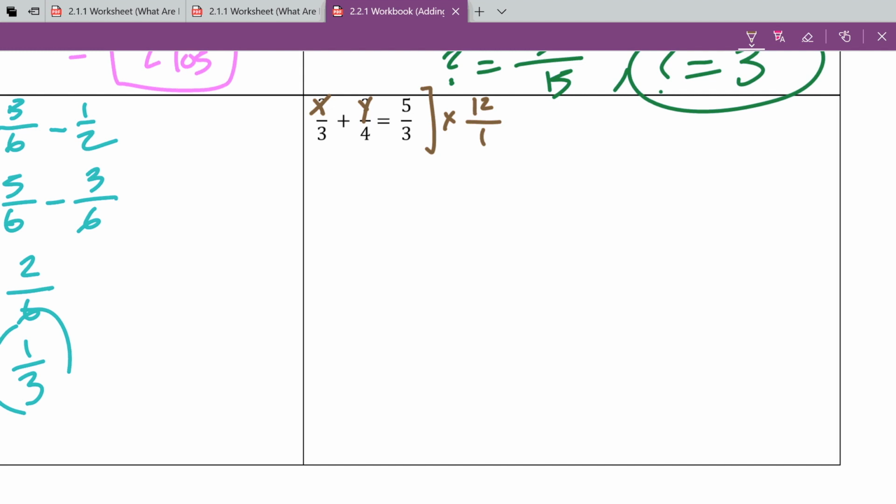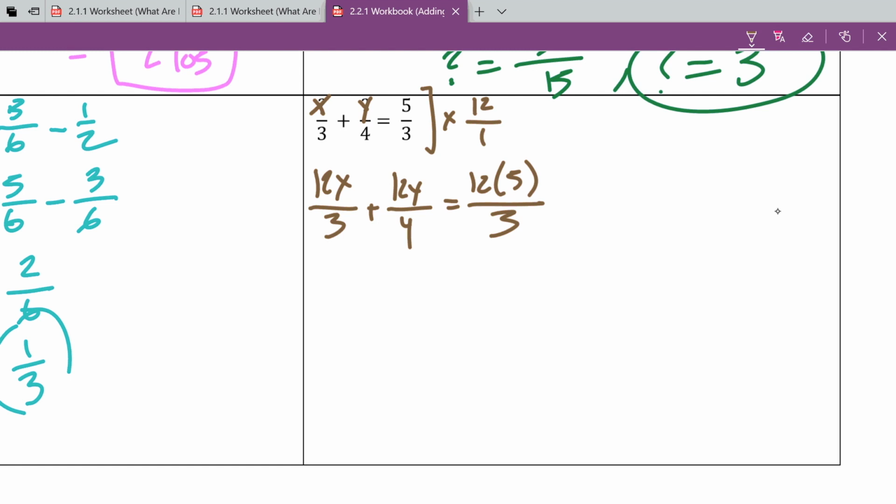And what I'm going to get is this. I'm going to get 12x/3 plus 12y/4 equals 12 times 5/3. All right. So remember, with multiplying fractions, you just multiply straight through. I'm asking you to remember how to multiply fractions, which is really the subject of the next primer in this series. But you might recall that to multiply fractions, you simply multiply the denominators across and multiply the numerators across.